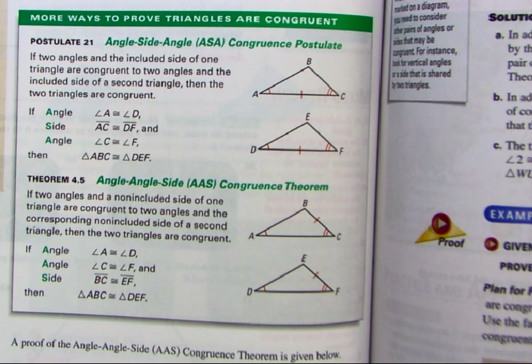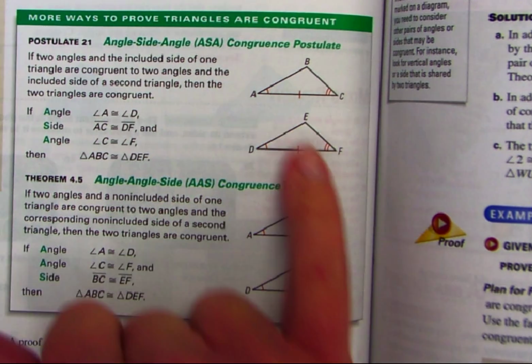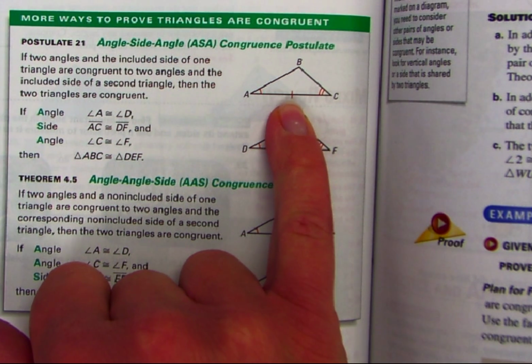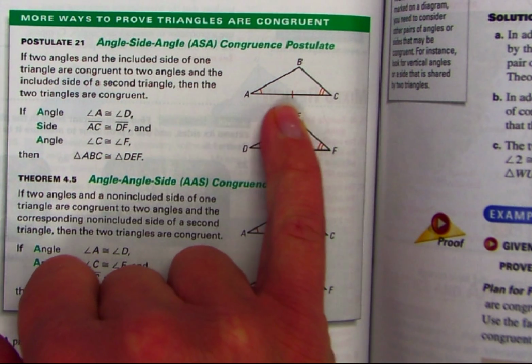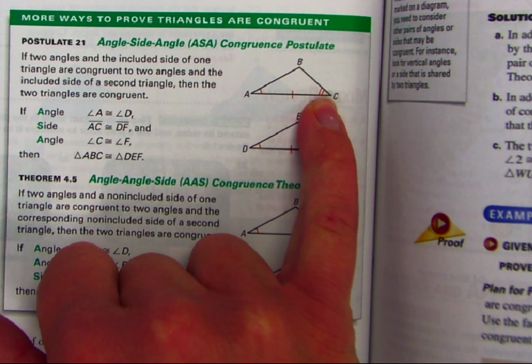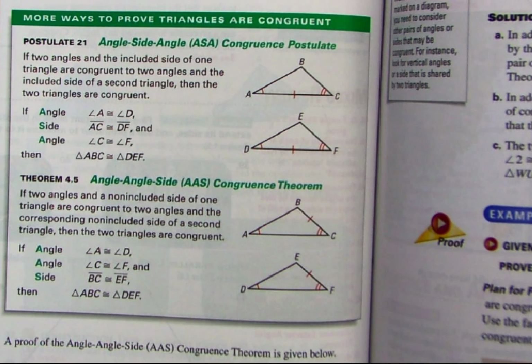In the angle side angle, it says if two angles and the included side of one triangle are congruent to two angles and the included side of a second triangle, then the two triangles are congruent to each other. So this is, in a sense, the opposite of the side angle side. This time, the side has to be the included piece. So we have an angle, and then we immediately have the side that makes up the second angle that's congruent. So this is ASA, the angle side angle theorem.